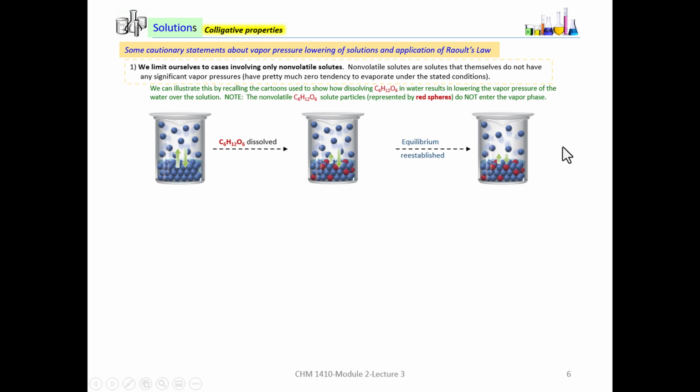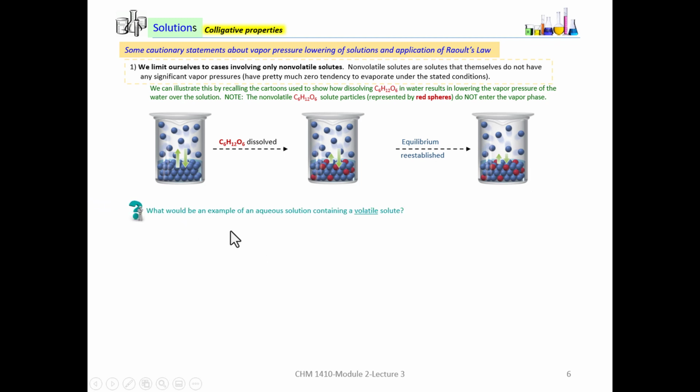I want you to notice that there are no red spheres in the vapor phase. We're only talking about a drop in the water vapor pressure. We don't have any of the glucose molecules in the vapor phase. In other words, the glucose is non-volatile. It does not have any tendency to evaporate. Now, if it did, it would complicate our life. So we're going to assume that for all the examples that we do, the solute is non-volatile.